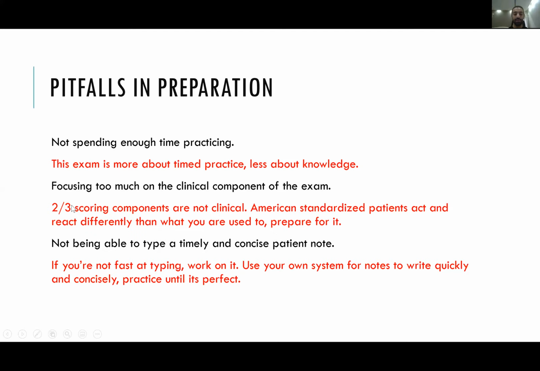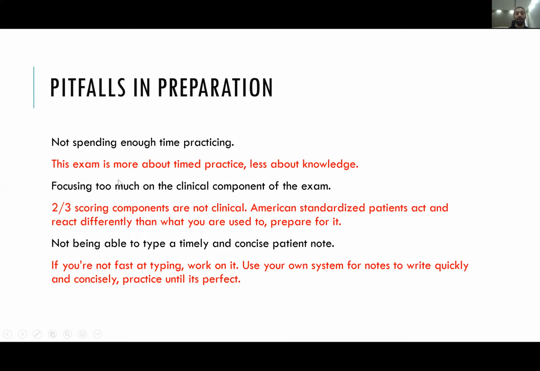وزي ما قلنا, 2 out of 3 scoring components are not on your clinical knowledge, not on your clinical technique. It's on your communication and your spoken English proficiency. الثالثة, which I'd say is important, ولكن إن شاء الله with upcoming generations, ما عندنا مشاكل فيها, is being able to type a timely and concise patient note. If you're not fast or at least decent at typing, you can't write a patient note in 10 minutes. Practice before going to the exam and make sure you can do it. I personally know one or two who failed the exam because they didn't have time to type up their patient notes.